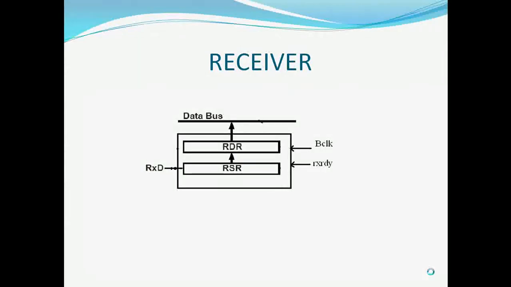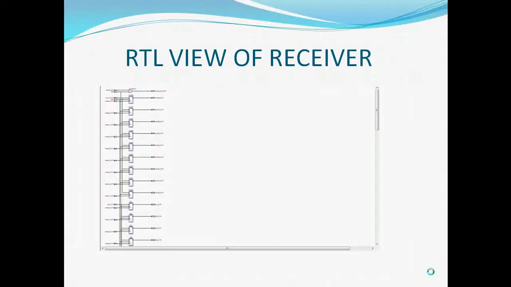Receiver. It's used for receiving serial data and sending out data parallelly. For a B clock, the data is taken from the RXD pin serially by RSR and then to RDR. Then, for an enable signal, the data is sent out parallelly to the data bus. As the data is received asynchronously, the receiver waits till the start bit is detected and then starts receiving the data. This is the RTL view of the receiver.